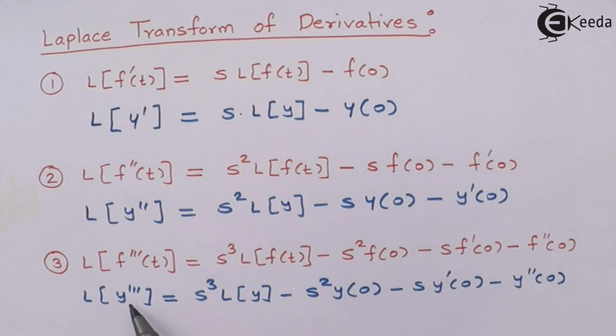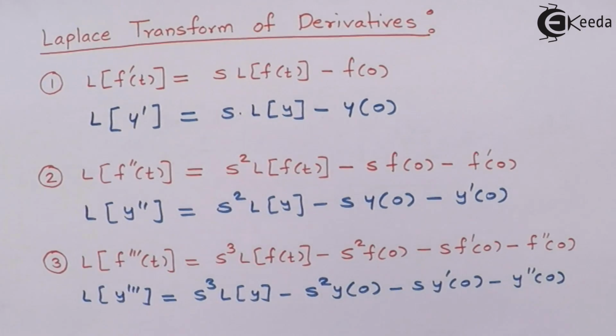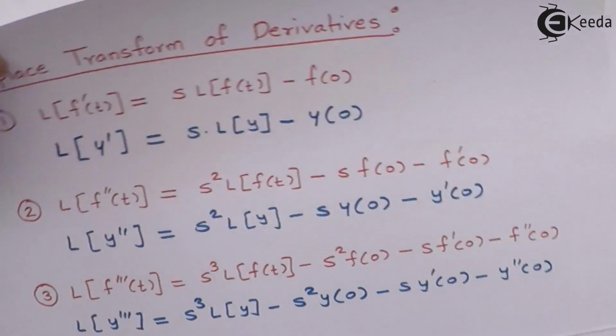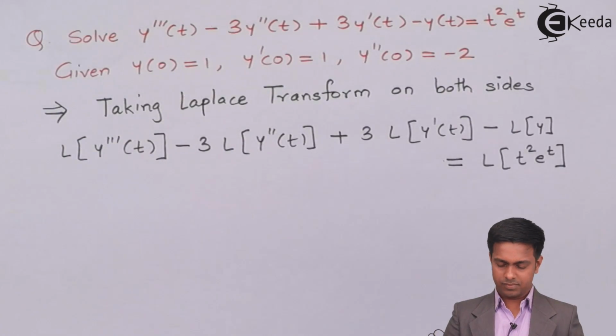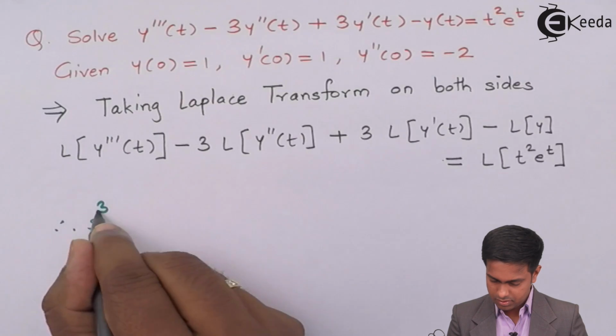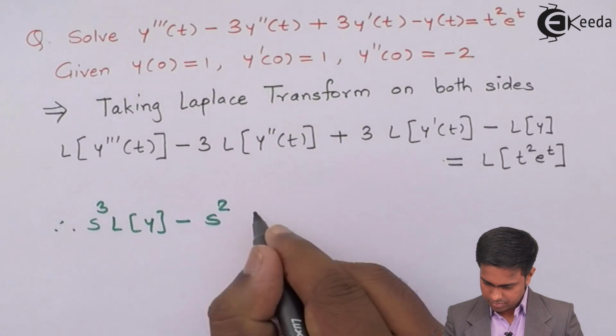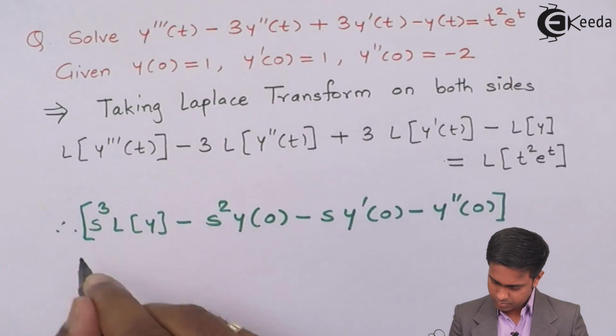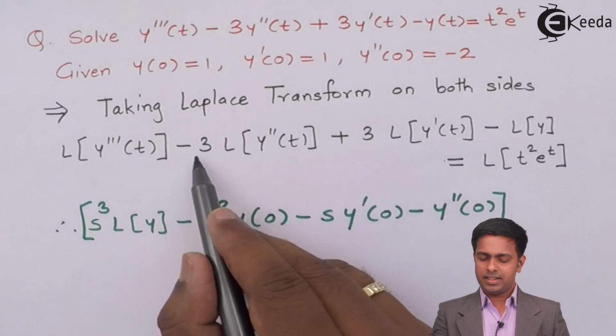So first one is the Laplace transform of y triple dash of t. This is given by s cube Laplace of y minus s square y of 0 minus s y dash of 0 minus y double dash of 0. I'm sure that you have seen my previous videos and you have revised this formula, so I'll be applying it directly in the given question. So here we will get, therefore, the value of the first term, then minus 3.